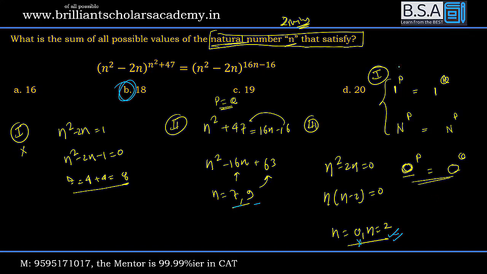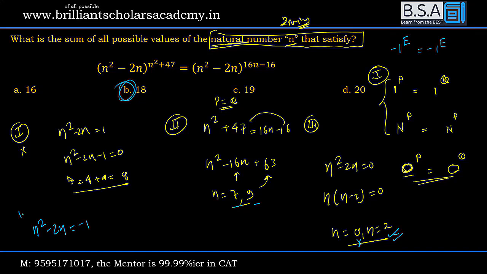Check this one as well. Minus 1 to the power e1 is equal to minus 1 to the power e1. Why can this not be there? Tell me. Why can this not be there? Just check this once. If I put n square minus 2n is equal to minus 1.